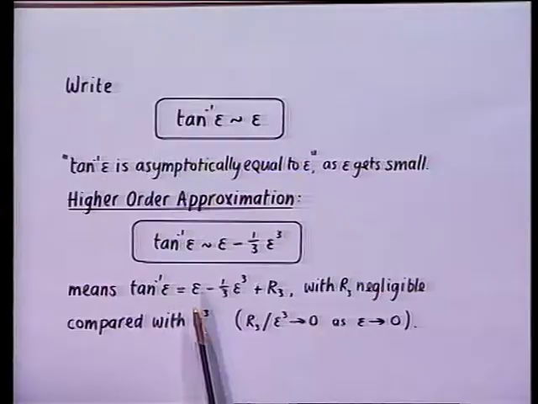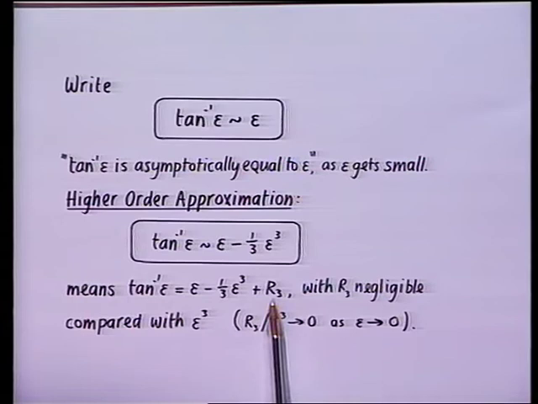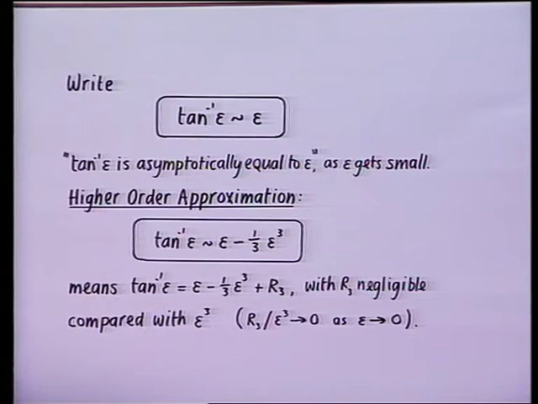That is to say, tan^-1 epsilon equals the sum of these first two terms with an error which I've denoted by R3. And if this is to be correct, R3 has got to be negligible compared to epsilon cubed. In other words, R3 is a very small error. To be precise, R3 divided by epsilon cubed has got to tend to 0 when epsilon is sufficiently small. We can go on.